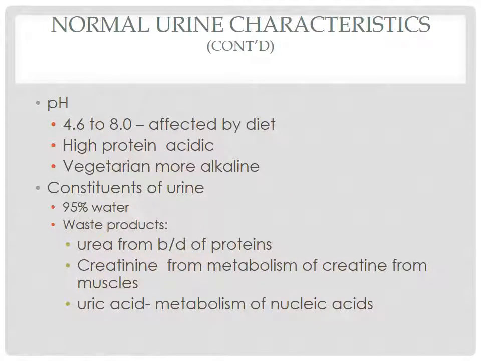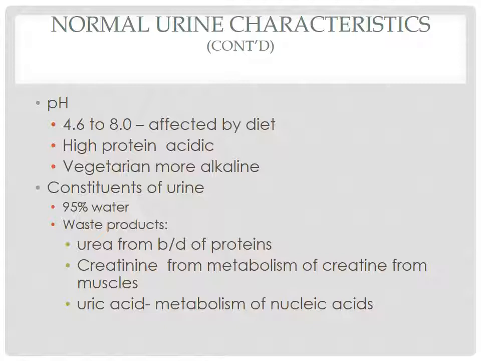Normal pH is 4.6 to 8.0, and if you remember, pH of blood is 7.35 to 7.45. So most times our urine leans more on the acidic side. 6 is about average. A couple things to remember here: a diet that's high in protein tends to be more acidic, and a vegetarian diet without protein tends to be more alkaline.